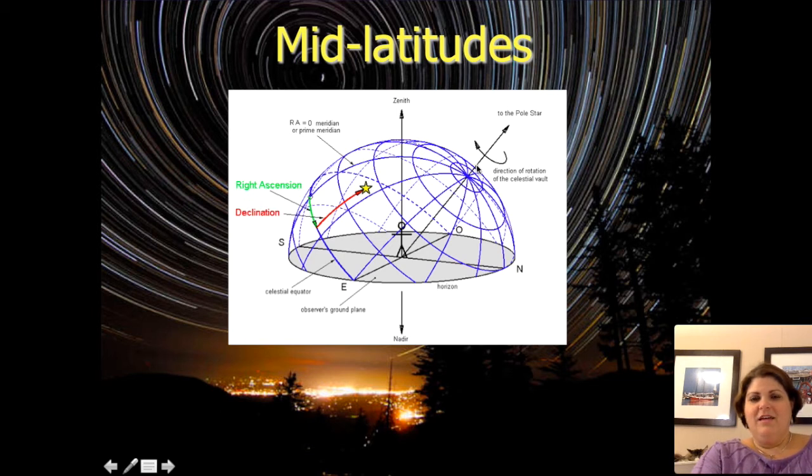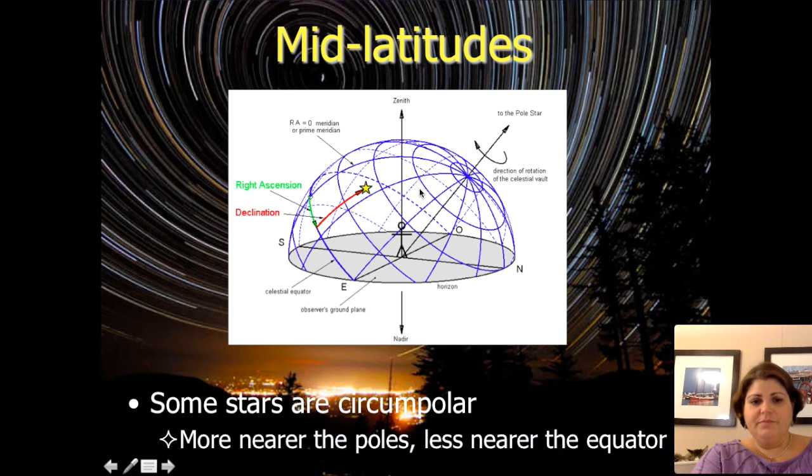As objects orbit Polaris, because of the apparent rotation of the Earth, we'll see that some objects, depending upon how close they are to Polaris, are never going to set. So in Wisconsin, these are the ones that are circumpolar, and they're going to be the ones that are closer to the pole. So for us, circumpolar constellations include the Little Dipper, in other words Polaris, the Big Dipper and Ursa Major, Draco, Cassiopeia, and Cepheus.